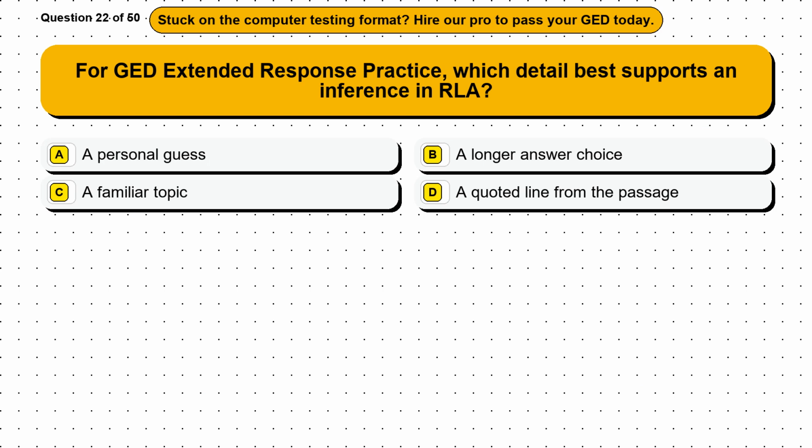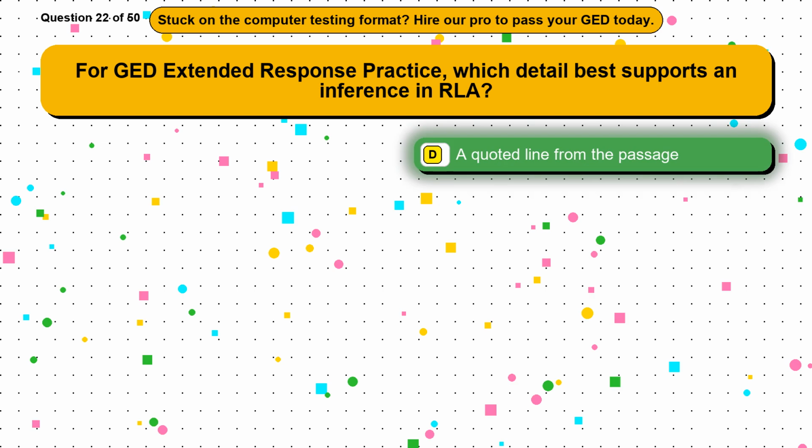Question 22. For GED Extended Response Practice, which detail best supports an inference in RLA? Option A. A personal guess. Option B. A longer answer choice. Option C. A familiar topic. Option D. A quoted line from the passage. The correct answer is option D.